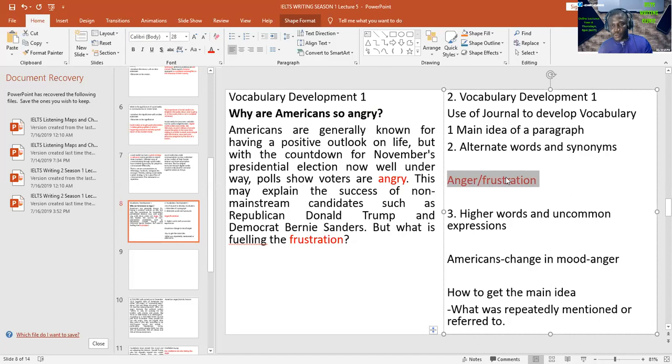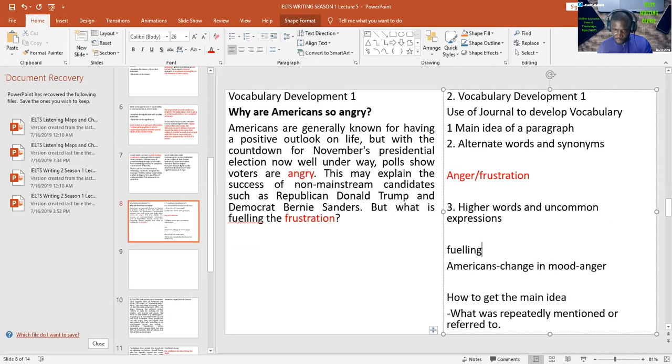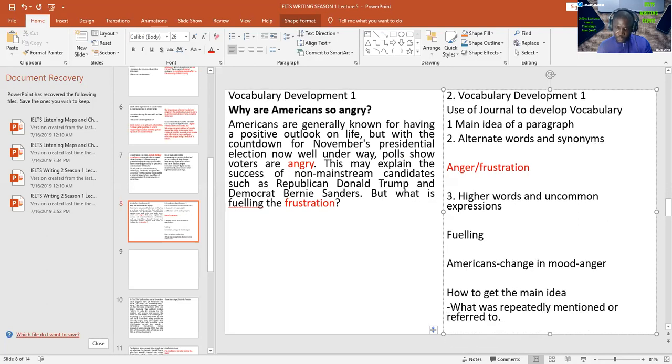If you go through the paragraph, journal, you will see other words that were used in place of anger, frustration. Yes, other words. Okay, higher words and expression. I will pick the word foiling. I will pick the word non-mainstream politician. Okay, that is unconventional politician, that is not the everyday politician. Surely those are the things I will pick for higher words and expression.